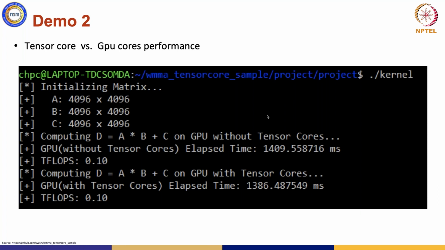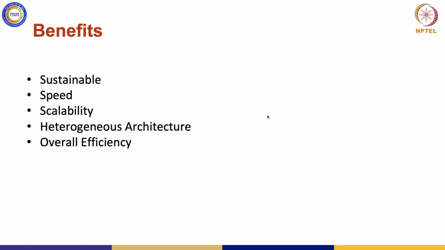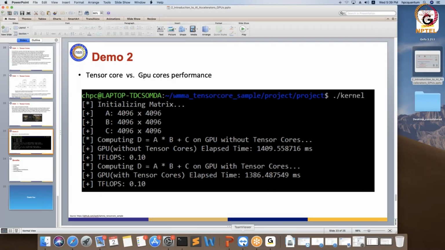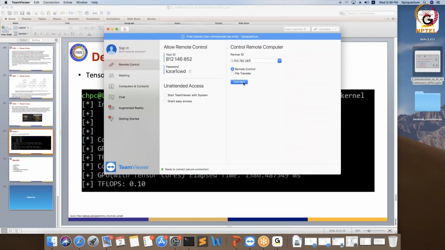And we have done that on a GPU without tensor cores and with tensor cores. So let me take you to that, and then I will execute and discuss that program in brief. So let me just, 1 minute.